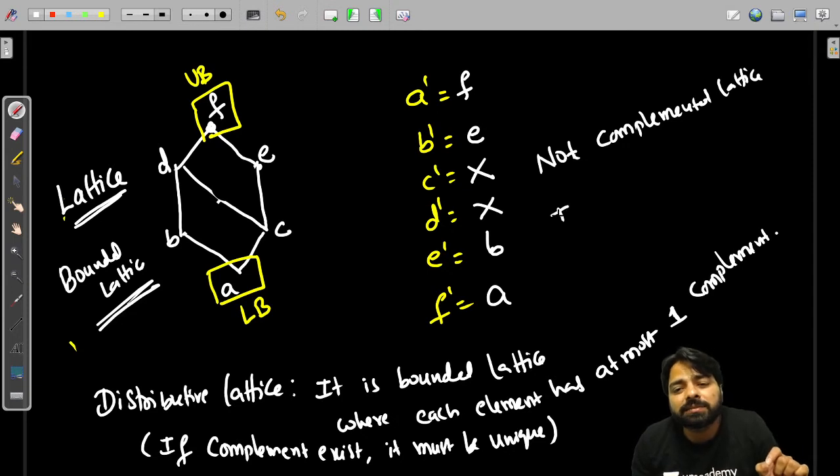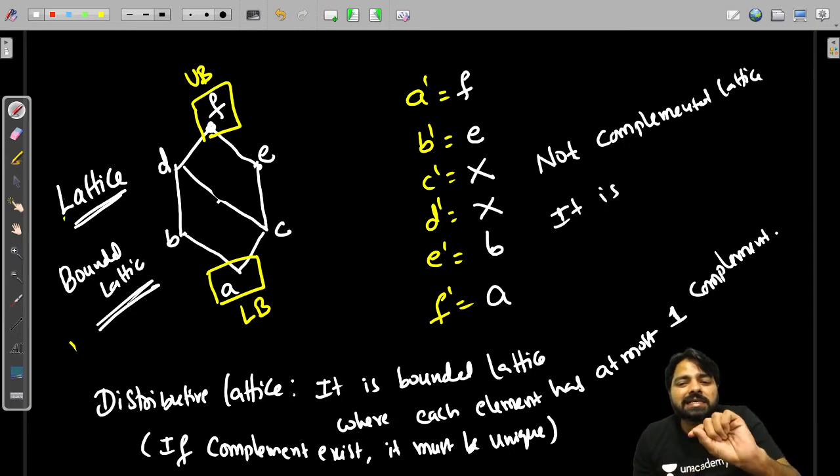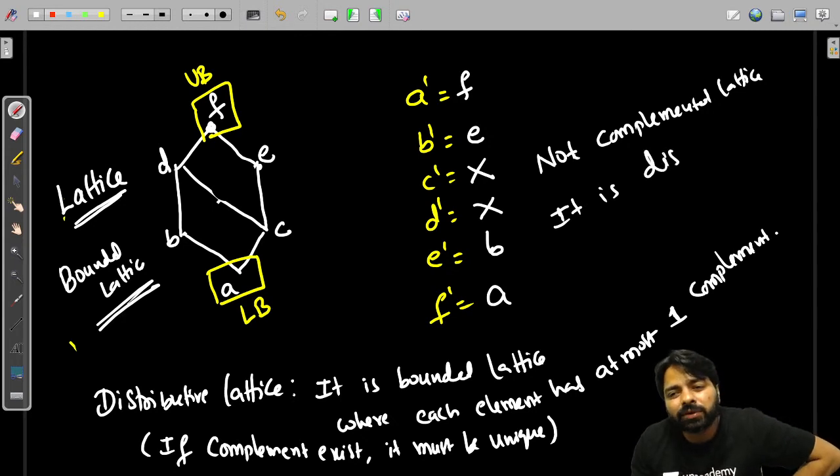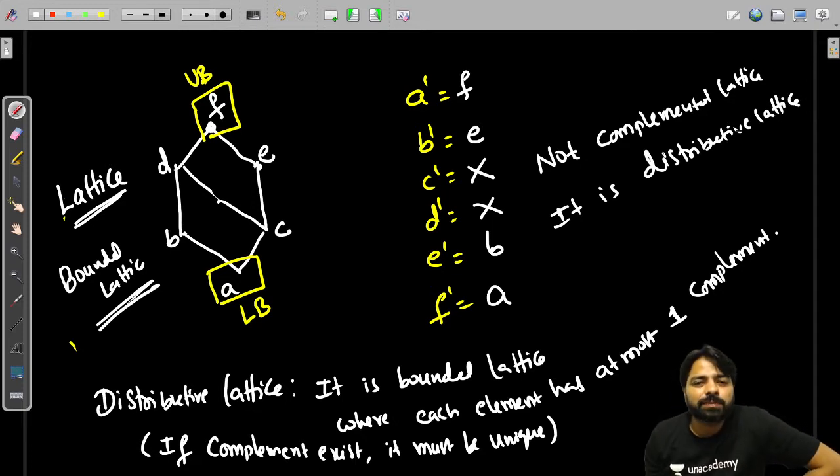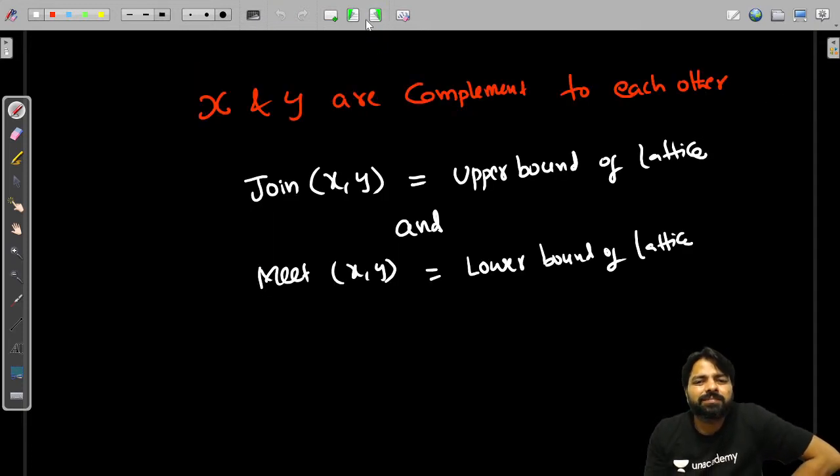This is distributive lattice. You look at it, C and D have 0 complements, the remaining have exactly 1. It is distributive. Clear this point? It is distributive lattice.